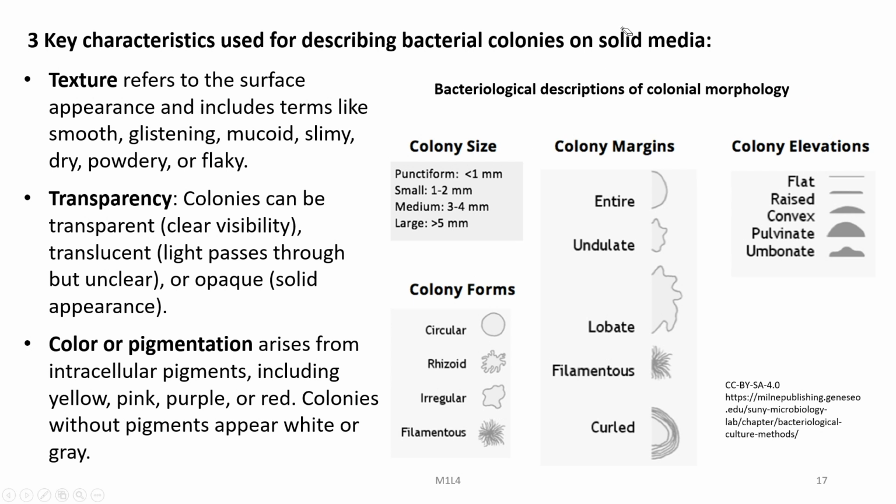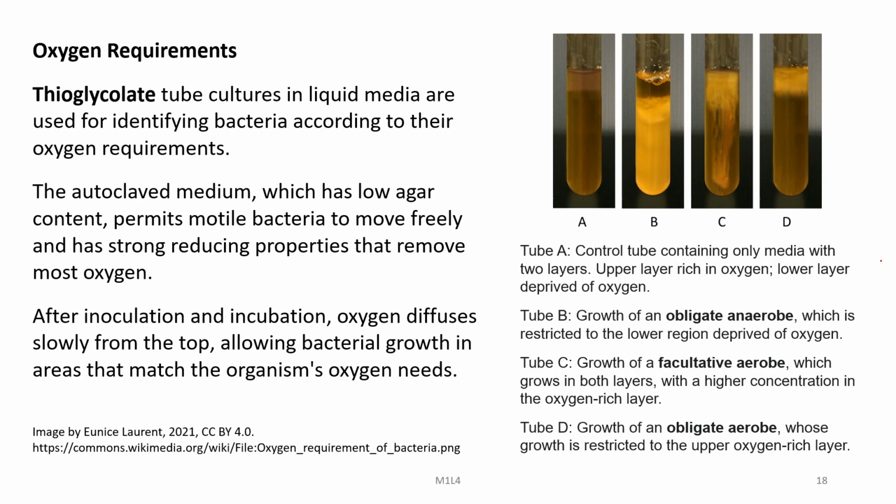So, you have this form which is circular, rhizoid, irregular, and filamentous. Then you have colony margins which can be entire, or undulated, or lobate, and filamentous and curled. Then the elevations, that is height from the media base, it could be flat, or raised, convex, pulvinate, or umbonate.